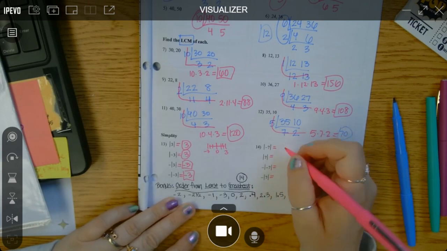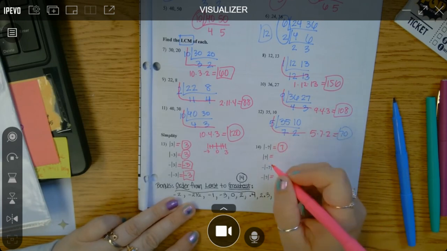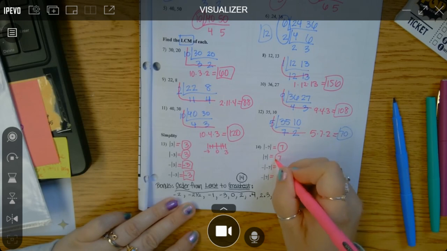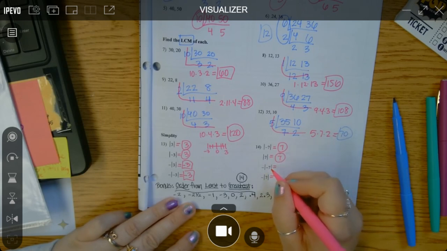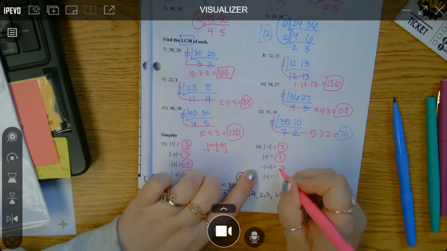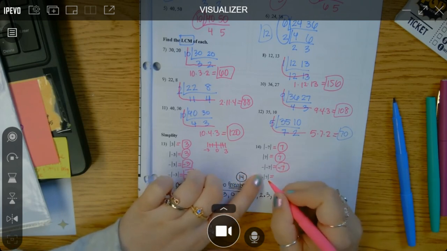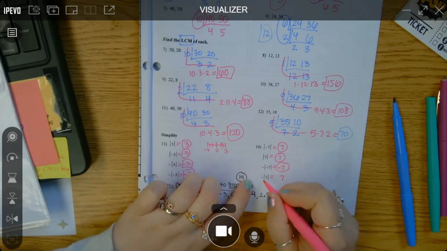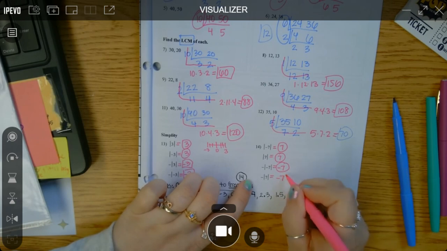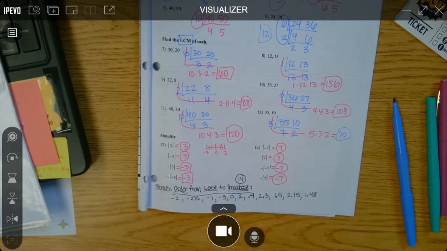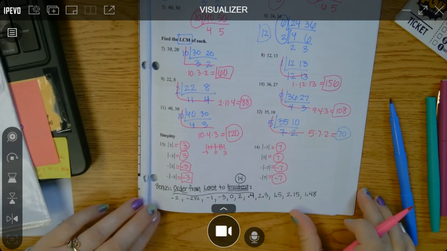Okay, what's the absolute value of negative 7? 7. What's the absolute value of 7? 7. What's the absolute value of negative 7? 7. And what's the opposite of that? A negative 7. What's the absolute value of 7? 7. And what's the opposite of that? Negative. Hopefully you got those right. Okay, on to the last one.